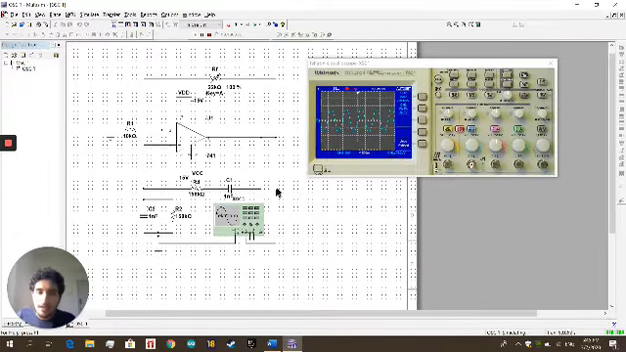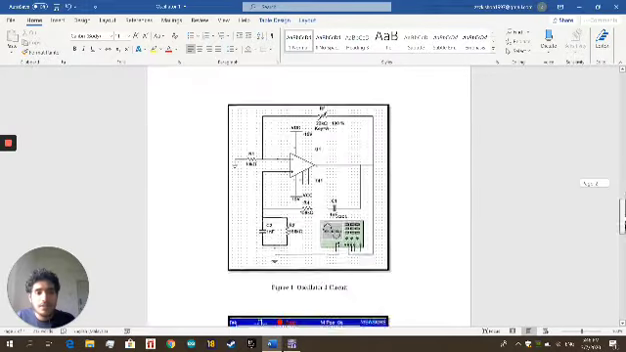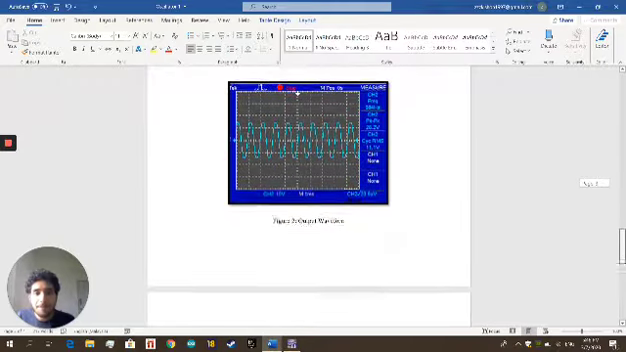By using the calculated component values, I constructed the oscillator circuit in Multisim, which is over here, and this was the output I obtained from the circuit. I have attached this circuit and the output in my report.